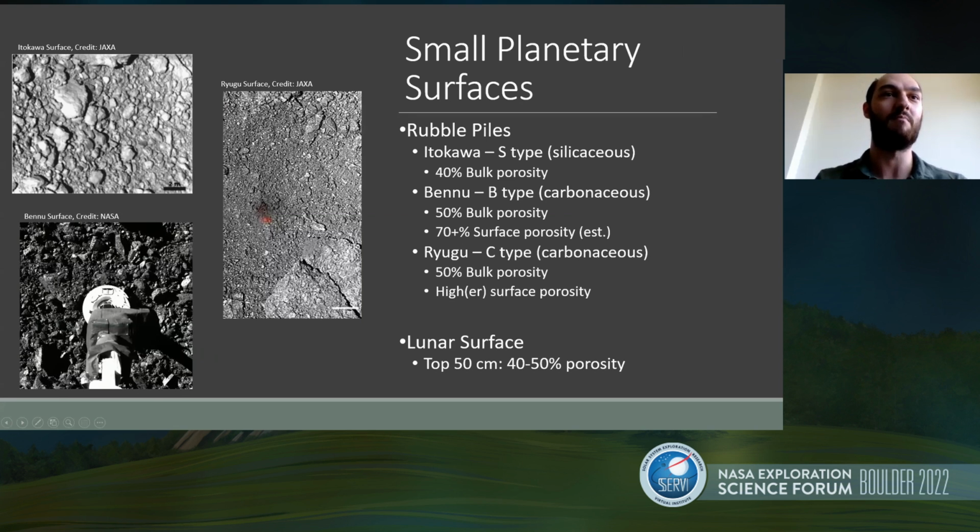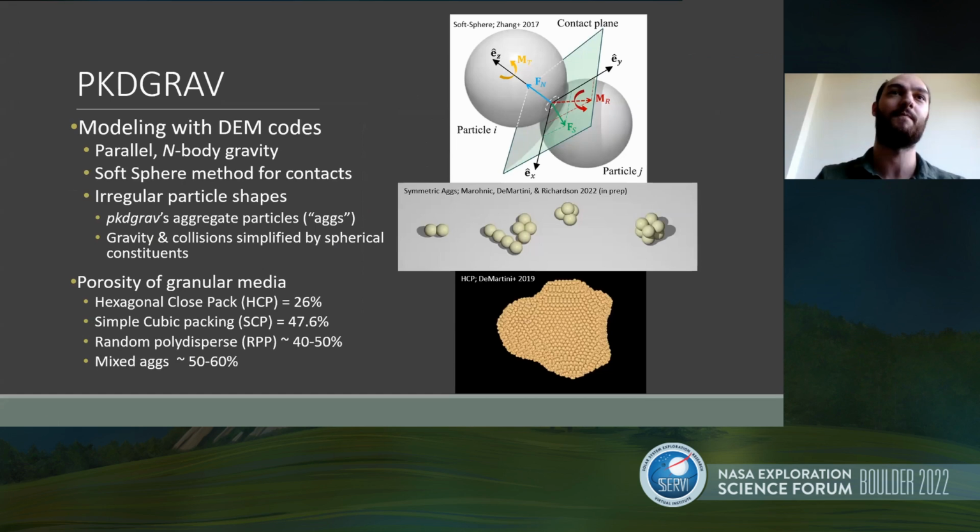And so how can we make such fluffy regolith? That is the question that we're trying to answer. We do this with simulations. The code that we use is PKDGrav. It's a parallel n-body gravity tree code, which uses a soft sphere discrete element method to model contacts between spherical particles by allowing a slight interpenetration at the point of contact, with a degree of interpenetration mediated by a restoring spring force, with spring constant akin to a material stiffness.